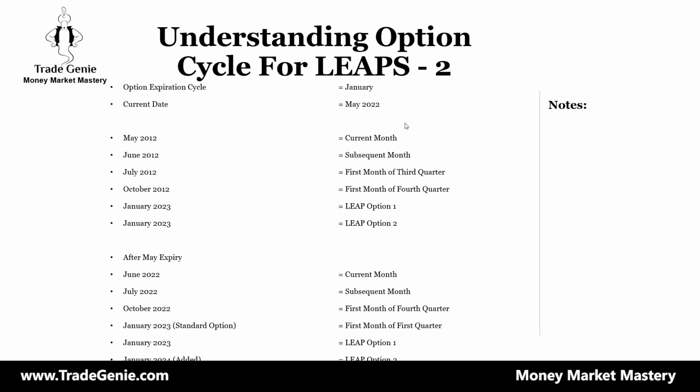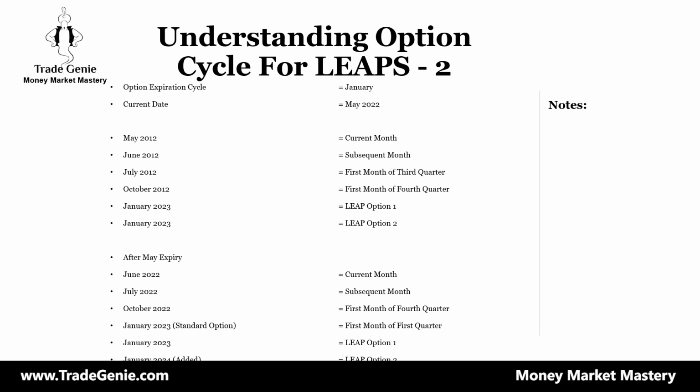If our option expiration cycle is January and the current month is May, and let's say today is May 1st, we need to have a May 2022 option. And then we need a subsequent month, which is June 2022. And then we need 2 more months. So after June, we say, okay, July is coming, so let's put July.